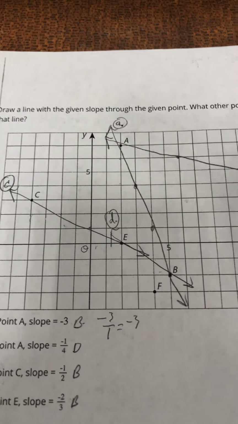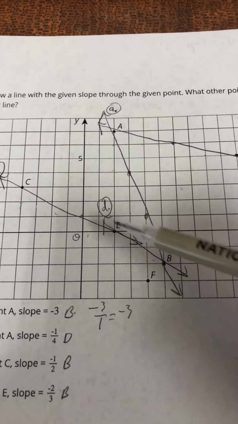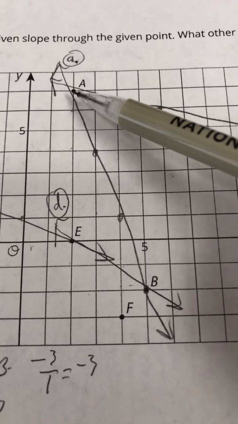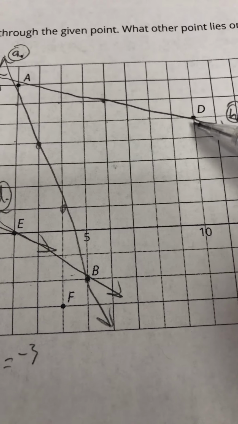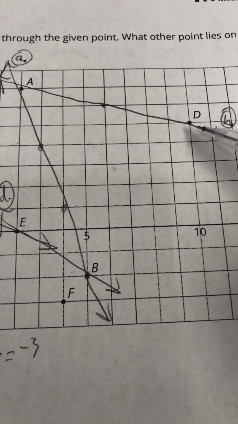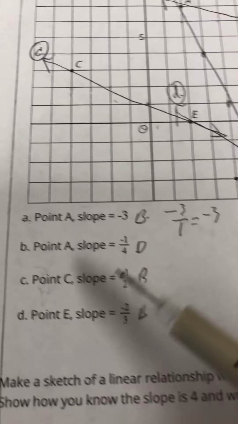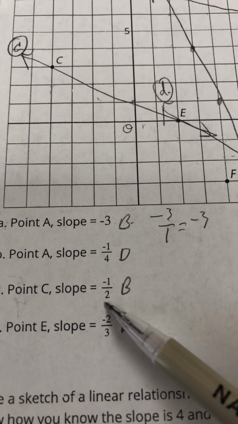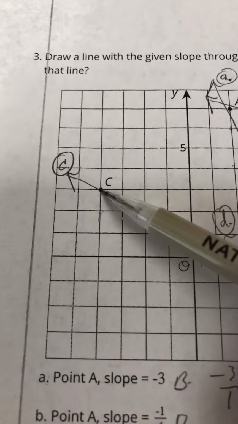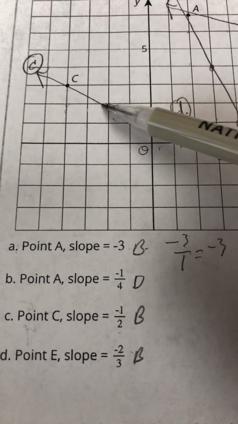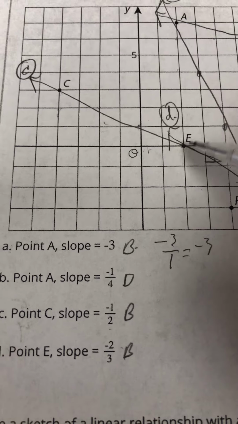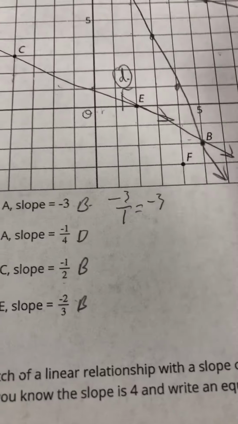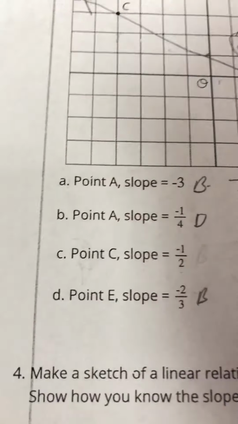You could pause this and draw these yourself. I got A here, I got B here, I got C, and I got D down here. Line B has a slope of negative 1/4, so I'm going down 1 over 4, down 1 over 4, and I hit D. That's why I answered it that way. Point C has a slope of negative 1/2. I start at point C and go down 1 over 2, down 1 over 2, down 1 over 2, and I hit E. So I don't know why I put B there. This is actually E.